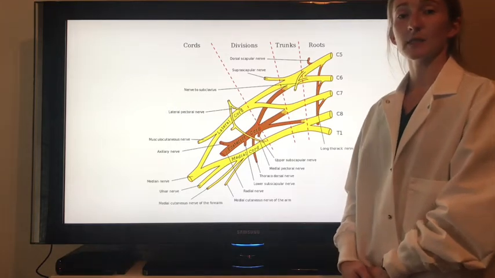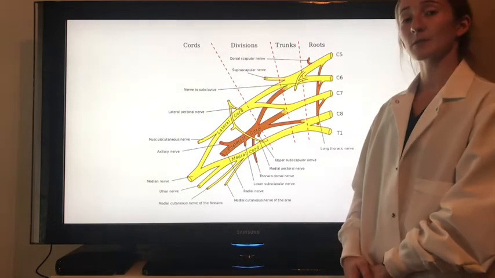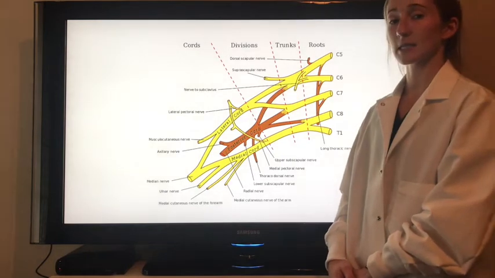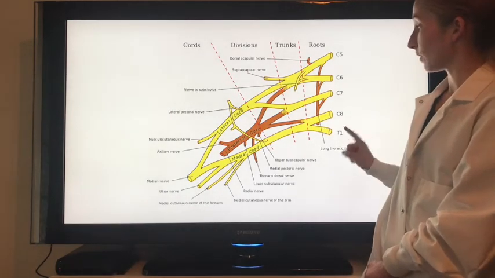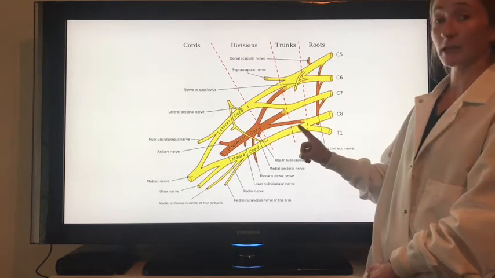The brachial plexus begins in the posterior triangle of the neck. The roots pass between the anterior and middle scalene muscles and extend to the axilla. The roots of the plexus are the ventral rami from C5 to T1. They form a superior, middle, and inferior trunk.